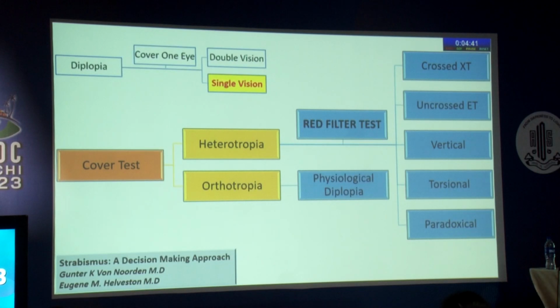The immediate test to be done is the cover test. The cover test will reveal either an orthophoria or a heterophoria. If it is orthophoria, it is most likely a physiological diplopia. If there is an obvious squint, in the presence of heterotropia, the next immediate and simplest test to do is the red filter test, which will tell you whether it is a crossed exotropia or an uncrossed esotropia, whether it is vertical, or whether there is any tilting of images, which is going to be a torsional diplopia, or, very rarely, a paradoxical diplopia.